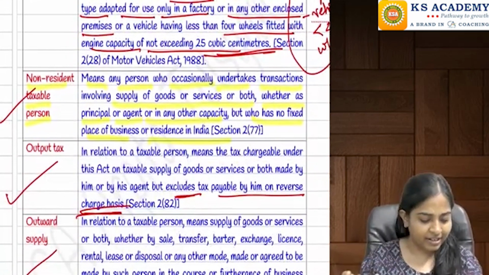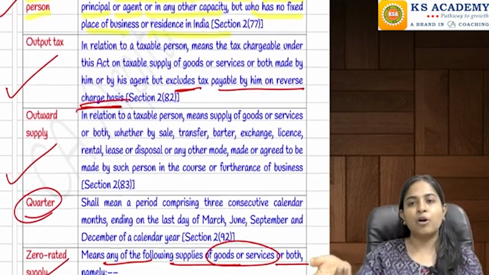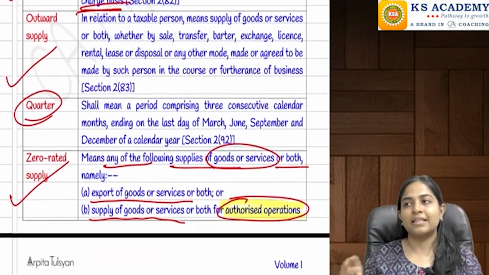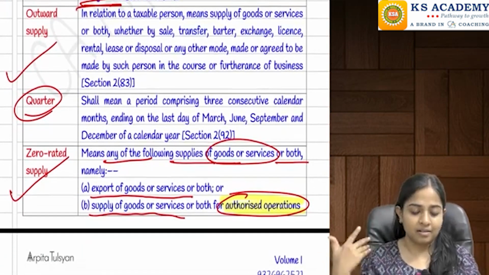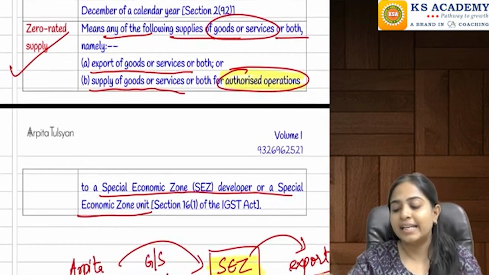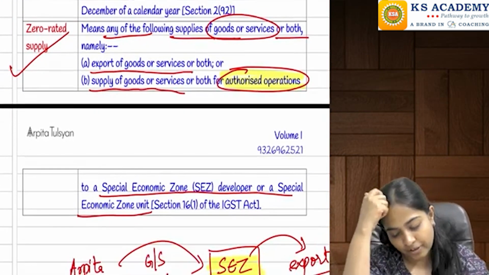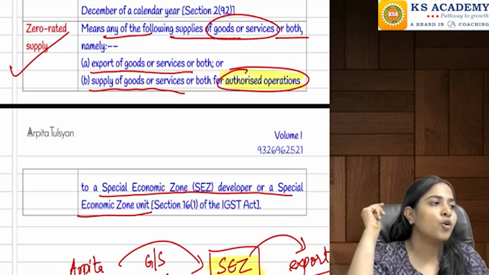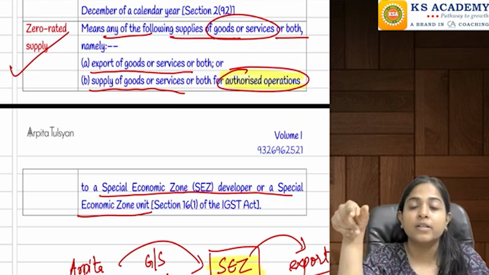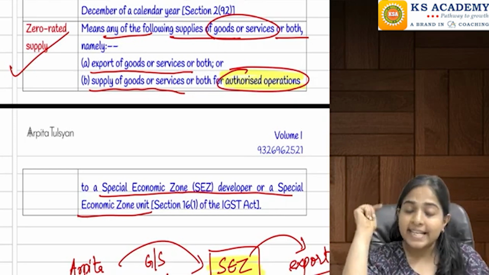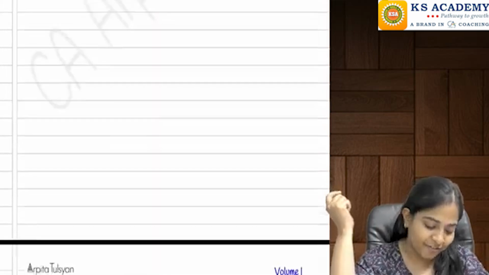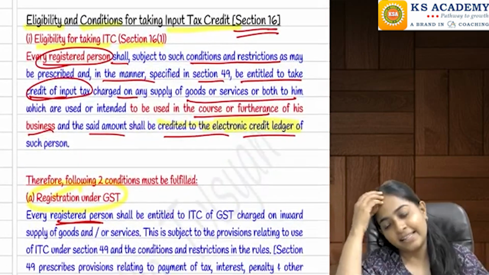Motor car we'll see when we do the provisions. Output tax is nothing but the tax which is payable on the outward supply. Outward supply is nothing but your supply, that is sale, barter, and all those things. Zero rated supply, very, very important. In case of zero rated supply, we studied two types of transactions are included there. One is export of goods or services, or both, and the next one was supply of goods or services, or both, to SEZ unit or SEZ developer for authorized operation, so that they can export it further. This is what we had studied in the definitions part.